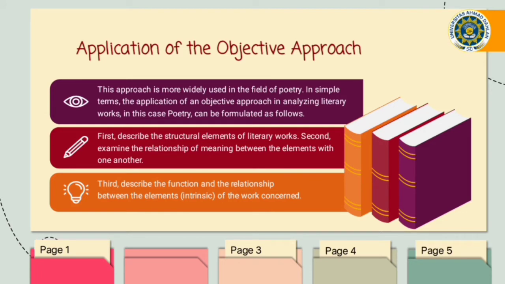And in the next slide, application of the objective approach. This approach is more widely used in the field of poetry. In simple terms, the application of an objective approach in analyzing literary work, in this case poetry, can be formulated as follows. First, describe the structural elements of literary work. Second, examine the relationship of meaning between the elements with one another. Third, describe the function and the relationship between the elements intrinsic of the work concerned.